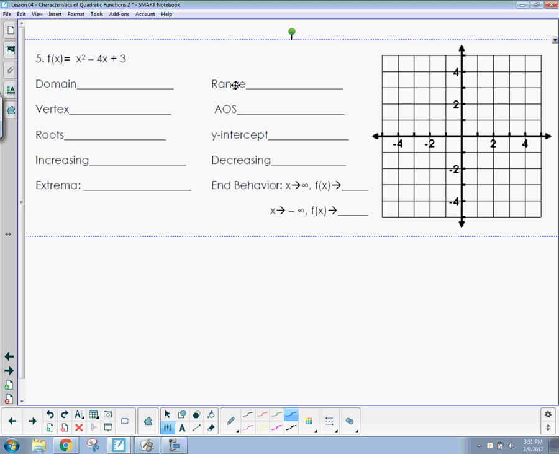Domain, again, all real numbers, no brainer. But now we're looking at, well, it's not in vertex form, is it? We need to figure out some coordinates and plot this thing.